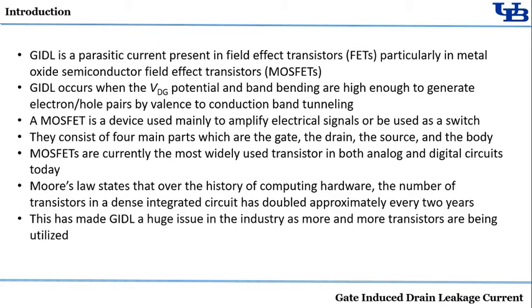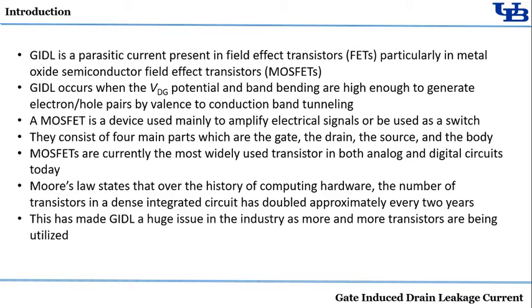MOSFETs are currently the most widely used transistor in both analog and digital circuits today. They use doping to facilitate the flow of electrons through them, and the main doping profiles include P-type and N-type silicon, and the electrons pass through them using what is known as tunneling. Since silicon or other devices of dielectric material are not preferred, this is the site where GIDL occurs. Electrons escape through band-to-band tunneling due to the very thin gate oxide of the transistor and cause the parasitic GIDL current.